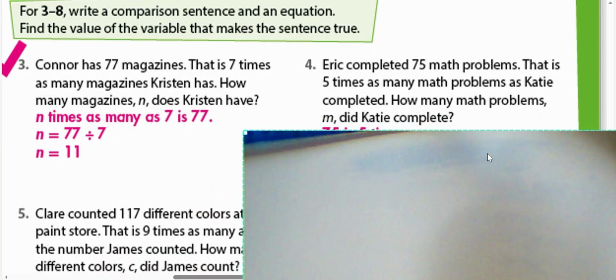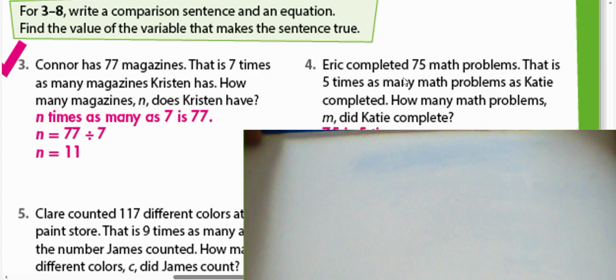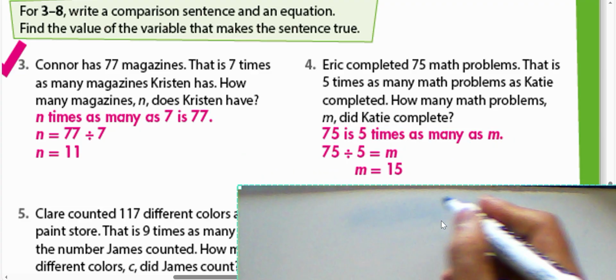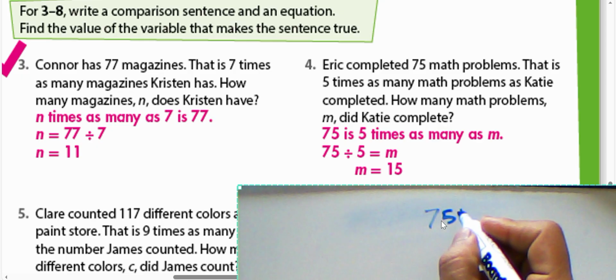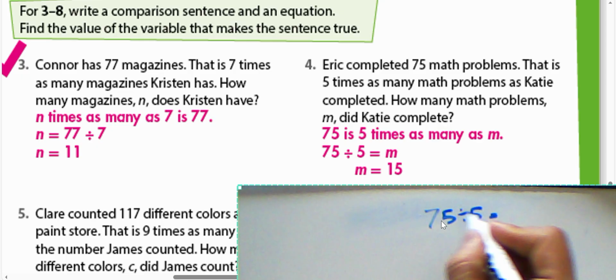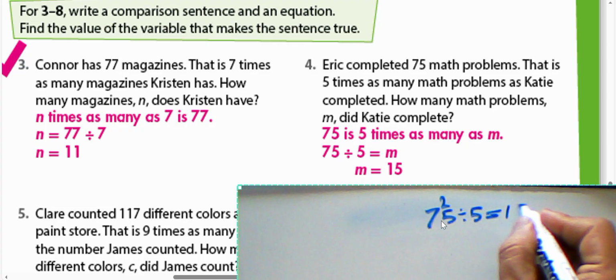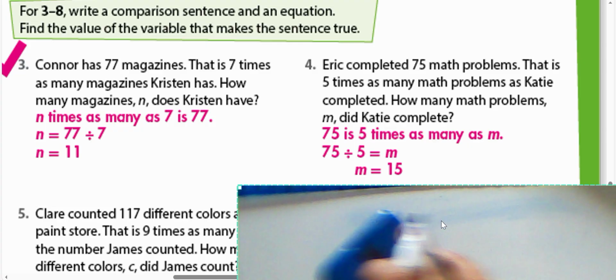And next question. Eric completes 75 math problems. That is 5 times as many math problems as Kitty completed. How many math problems did Kitty complete? We can write 75 divided by 5. 7 divided by 5 equals 1 and the remainder 2. 25 divided by 5 is 5. Then the result will be 15.